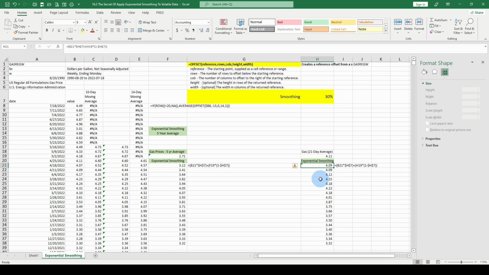This is just an exponential smoothing factor. It's really simple. Just follow this formula: B21, which is this price here, times the smoothing factor, plus H19, times 1 minus H7, 409.